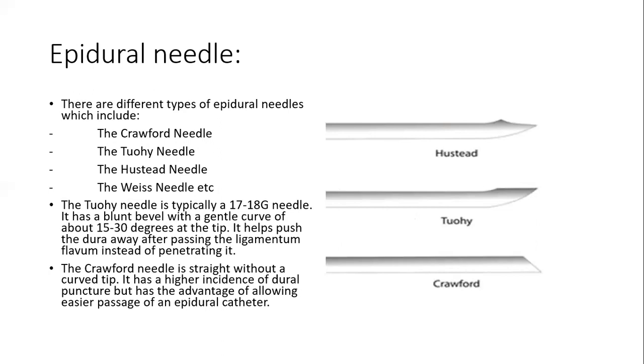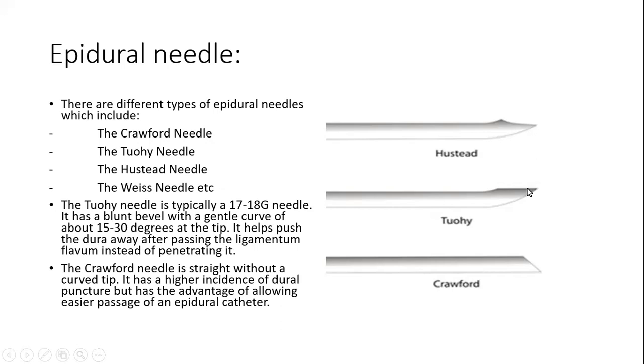This is the second one. And it's actually a very large needle compared to your spinal needle. It's about 17 to 18 G. It has a blunt bevel, so as to reduce the risk of causing a dura tear. All right, because you don't want to pierce the dura. You don't want CSF, so it has a blunt bevel.